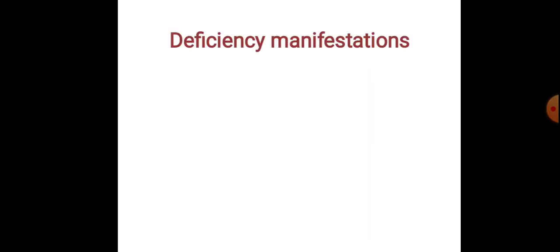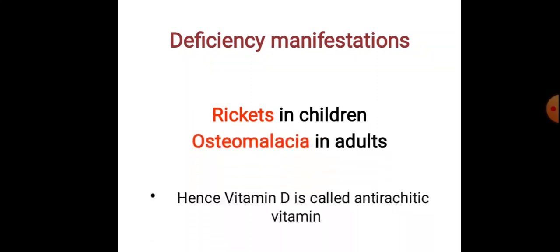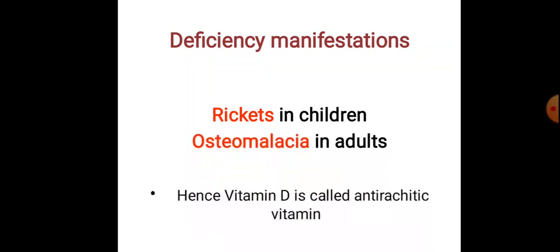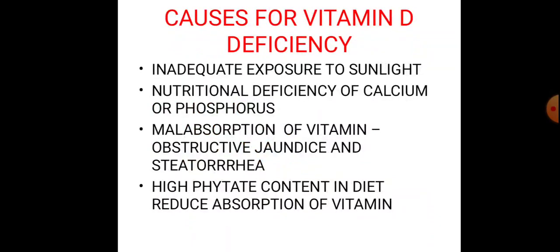Next, about the deficiency manifestations. This is a picture of a boy showing deficiency manifestations of vitamin D. See the bone deformities. Deficiency manifestations include rickets in children and osteomalacia in adults. These are the two main deficiency manifestations of vitamin D. Hence, vitamin D is also known as the anti-rachitic vitamin.